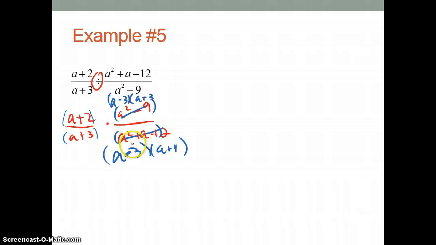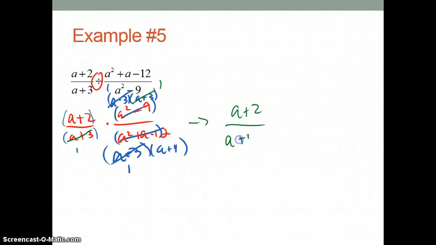And if you want to save a step here, you can look at all the tops because you know you're going to end up putting those all next to each other. And you can look at that compared to the bottom and see which ones on the top match which ones on the bottom. So the first thing that I see is an a minus 3 and an a minus 3. I know that those two go away and they both become 1s. And then if I look for other things that might cancel, I see an a plus 3 on the bottom and an a plus 3 on the top. Those become 1s. And now on the top I have a plus 2, and on the bottom I have a plus 4, which would be my solution.